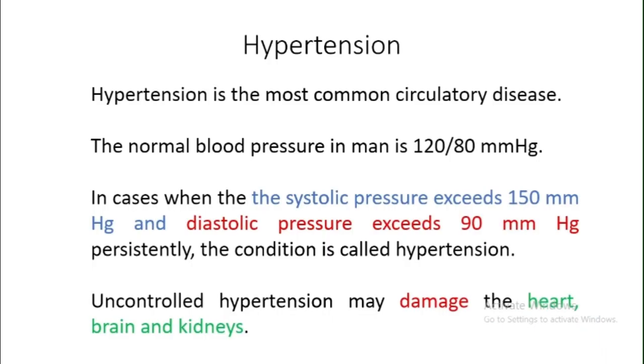Hypertension. Hypertension is the most common circulatory disease. The normal blood pressure is 120 by 80 mmHg. In case when the systolic pressure exceeds 150 mmHg, and diastolic pressure exceeds 90 mmHg persistently, that condition is called hypertension.